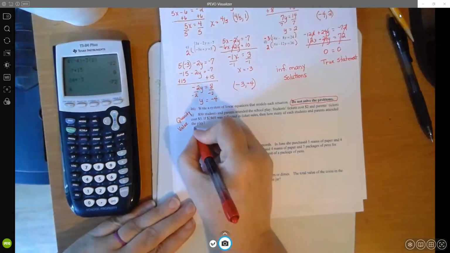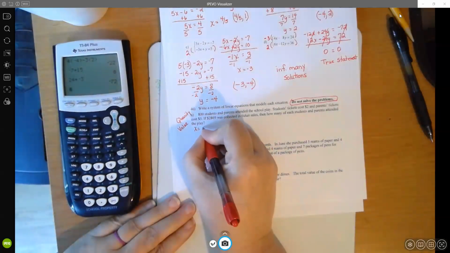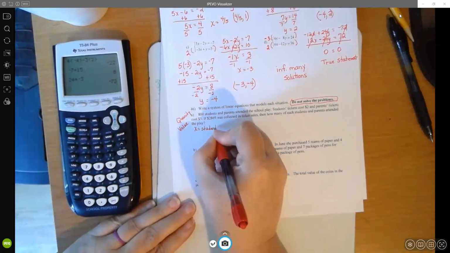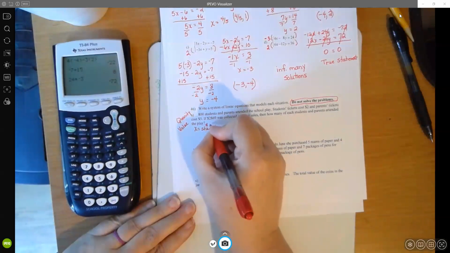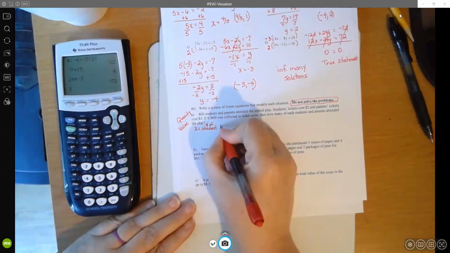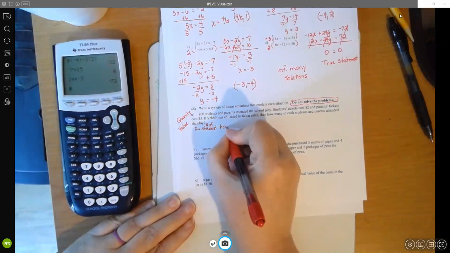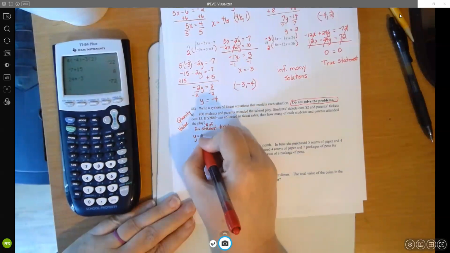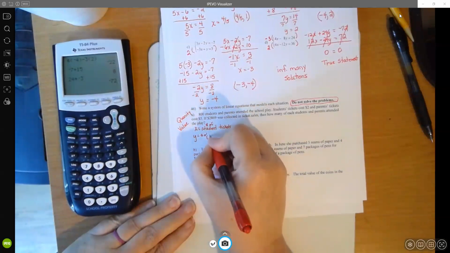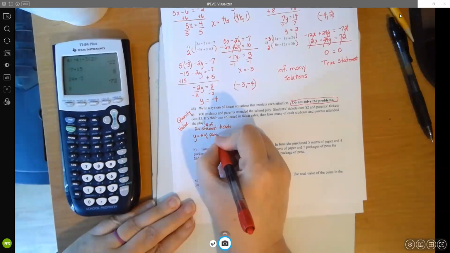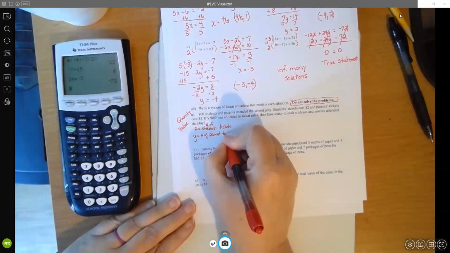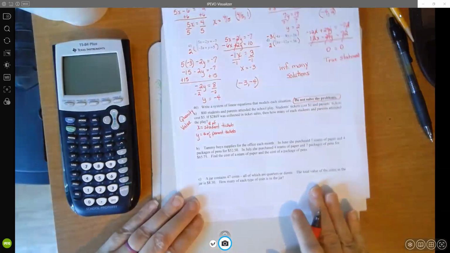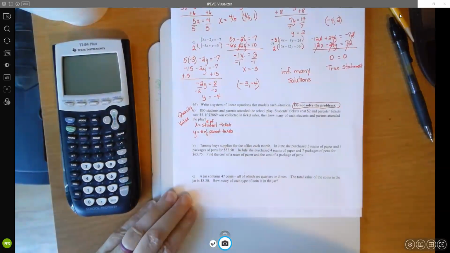So let's go on and label our variables. X equals the number of student tickets, and let's let Y equal the number of parent tickets. Okay, so there we have our two variables.